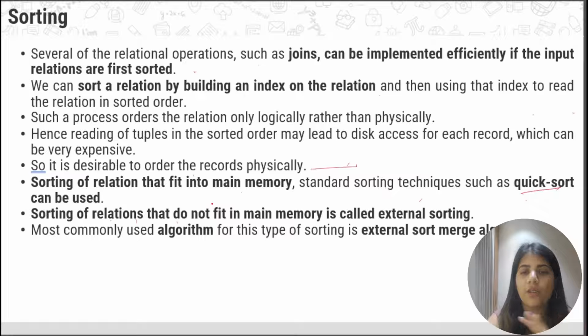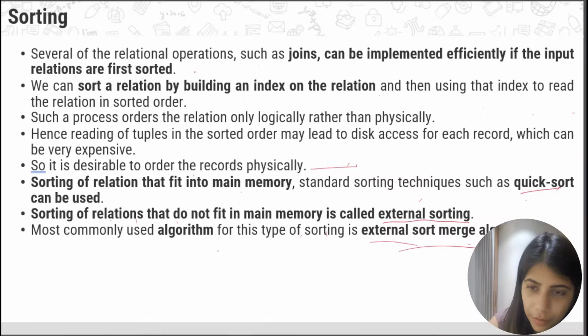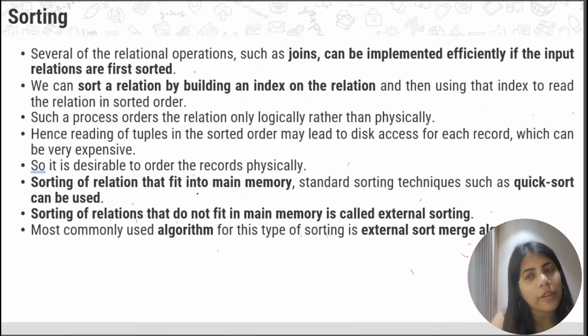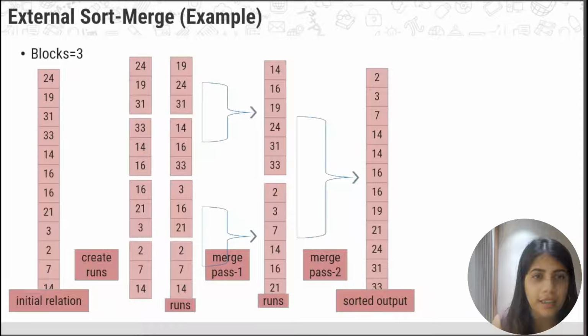Sorting of relations that do not fit into the main memory is called external sorting. The most commonly used algorithm for this type of sorting is the external sort merge algorithm, so we are going to understand that. Sorting becomes very important if we want to save query cost, and it has to be done physically instead of logically. Now, there are several ways through which we can do that. So, let's understand external sort merge.